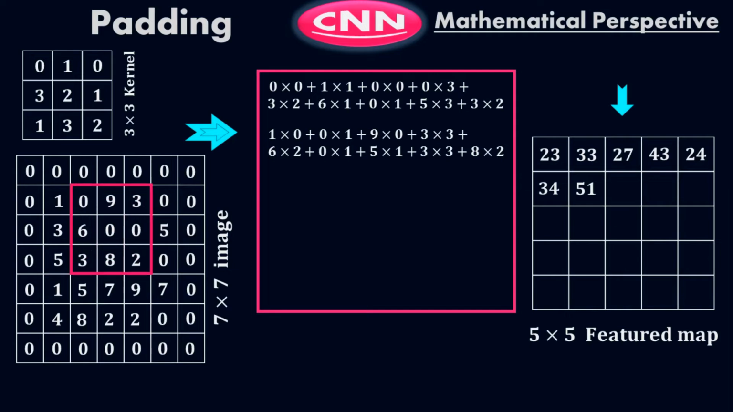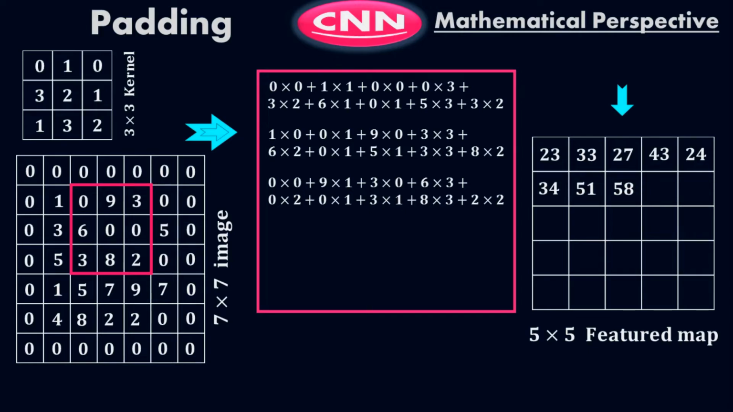Now pick this one, take a product with a kernel which is 3 by 3. At the end you will get 58 value. Look at here, 0 times 0 plus 9 times 1 plus 3 times 0 plus 6 times 3 plus 0 times 2 plus 0 times 1 plus 3 times 1 plus 8 times 3 plus 2 times 2. Do all the multiplications and additions, you will get 58 value.